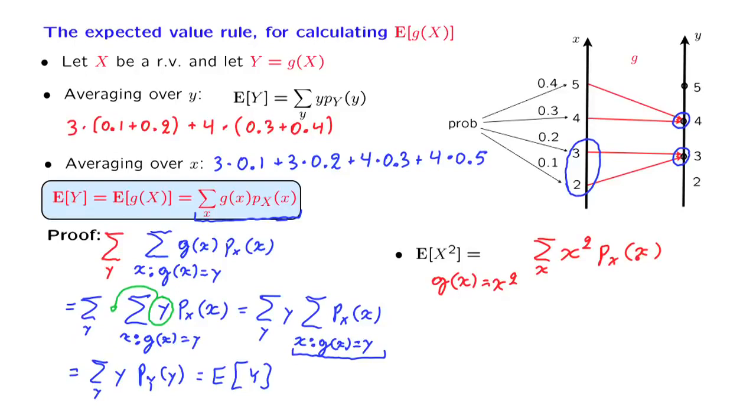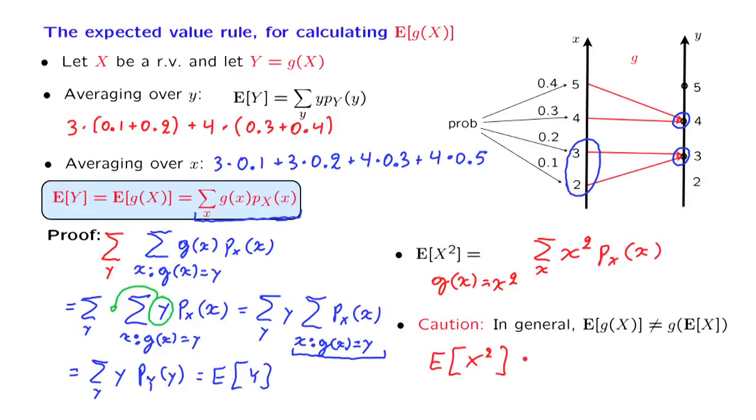And finally, one important word of caution: in general, the expected value of a function, for example the expected value of x squared, is not going to be the same as taking the expected value of x and squaring it. So in general you cannot interchange the order in which you apply a function and then calculate expectation. There are exceptions, however, in which we happen to have equality here, and this is going to be our next topic.